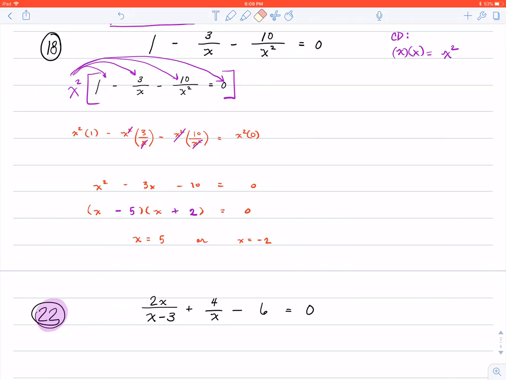Don't stop here. Make sure you go back, check both of your answers, plug them into the original equation to make sure they don't cause any problems on bottom. When you look at those denominators, if I plug in a 5 or if I plug in a negative 2, nothing causes 0 on bottom, so I'm allowed then to keep both of my solutions. They're both good solutions.